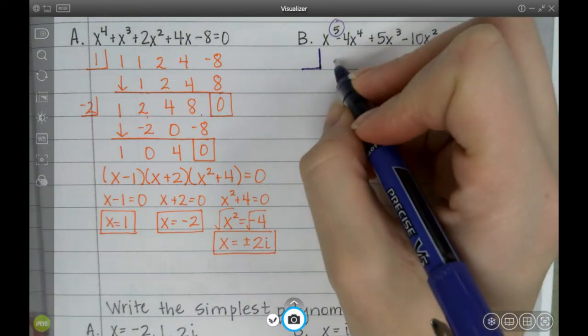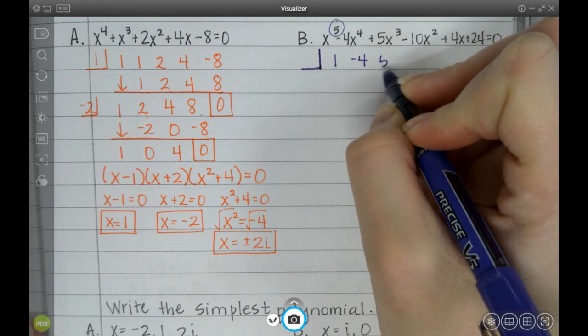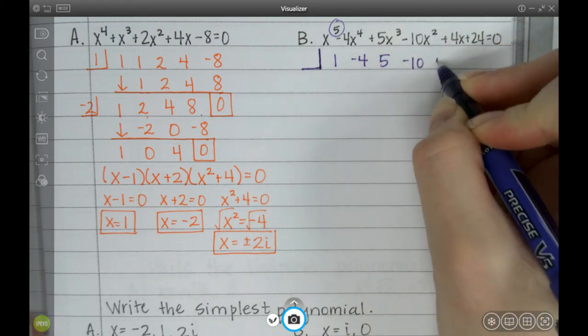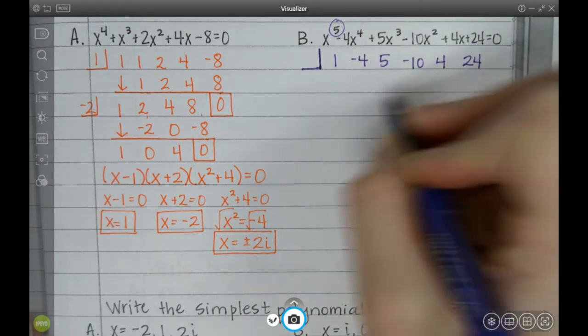My coefficients: 1, -4, 5, -10, 4, and 24.